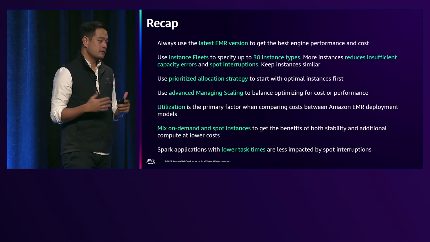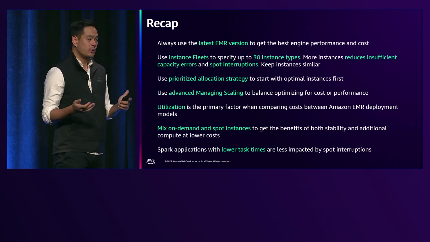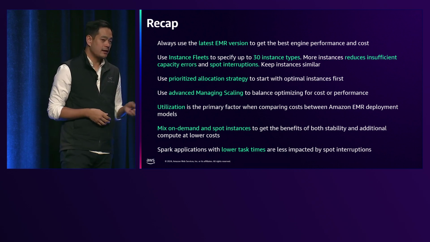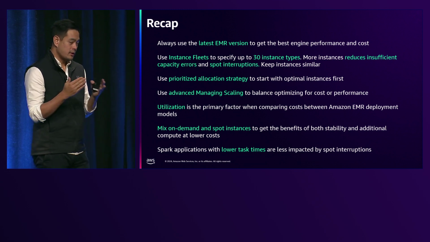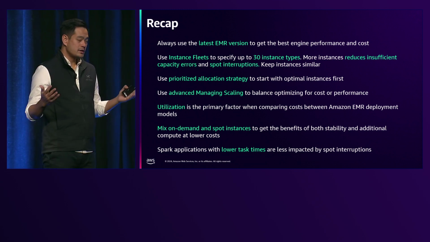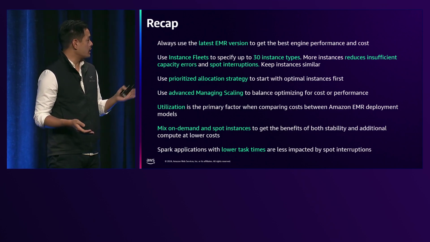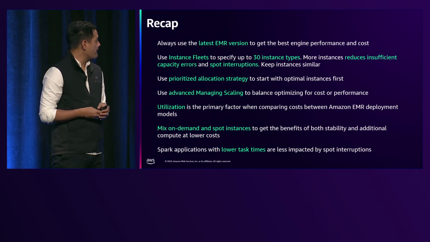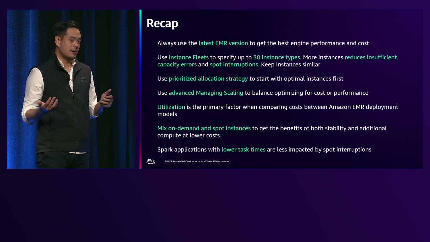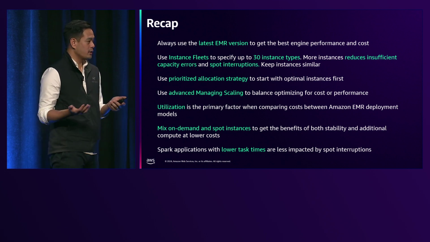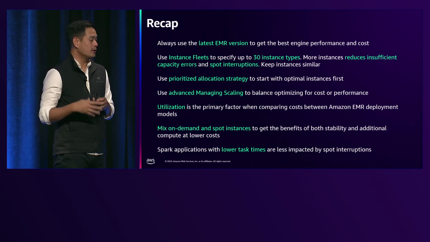Prioritized allocation strategy is a cool feature to use if you want to try using latest generation instances that will work better. Advanced managed scaling is something you should look into if you want a balance between optimizing for cost or performance or somewhere in between. When you are considering different EMR deployment options and you're making a decision based off cost, utilization is a key factor. And then the last two, when you're looking at using Spot, try mixing on-demand and Spot together on the same cluster. You get the best of both worlds, where on-demand gives you the stability and Spot gives you that extra compute at a lower average cost.